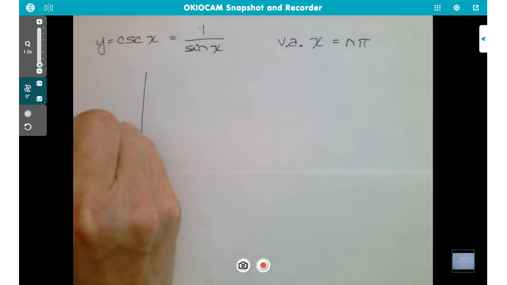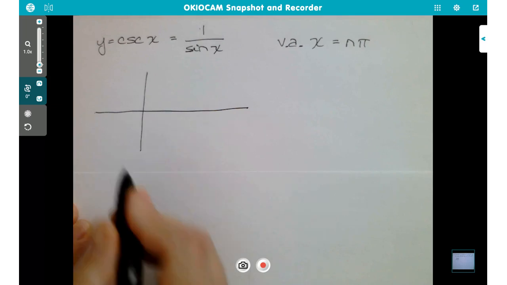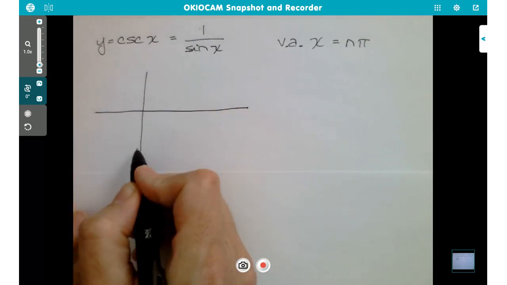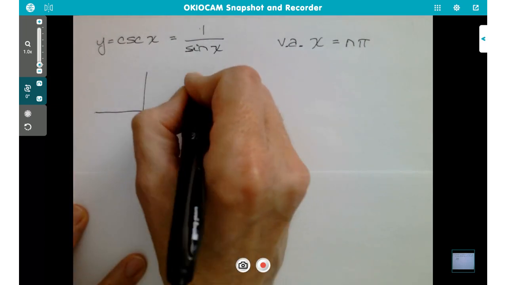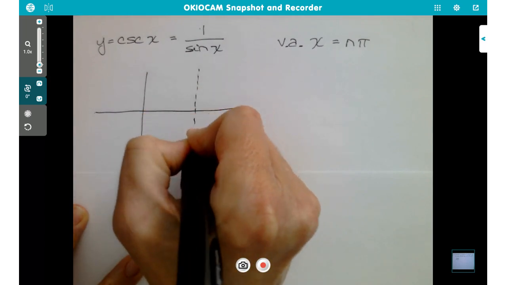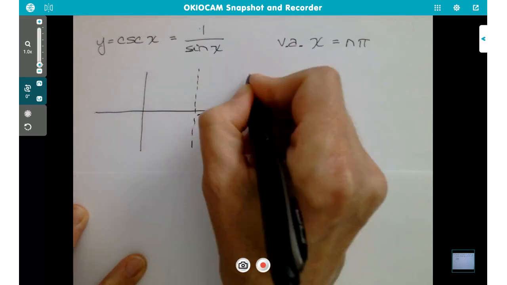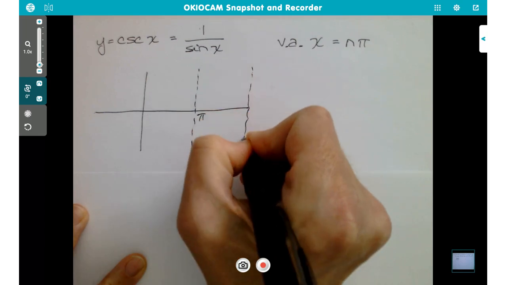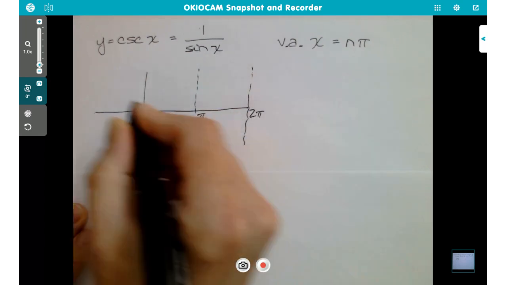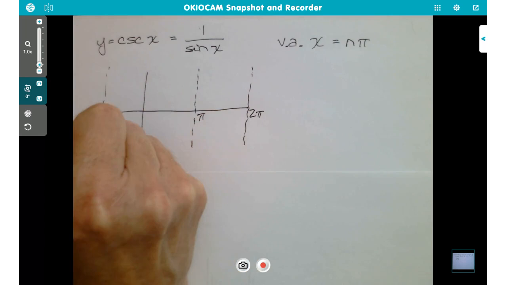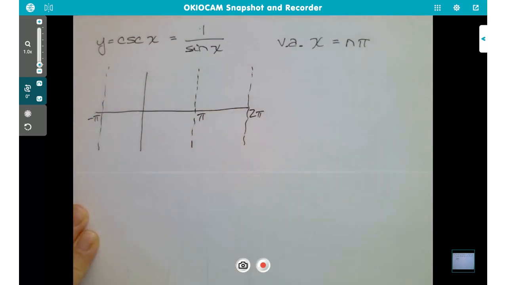Let's set up the graph here. X equals 0 is an asymptote. It's also an axis, so it's hard to make it be an asymptote too. There's pi. Here's 2 pi. Try and get those evenly spaced there. There's another one back here at negative pi, and so on forever in both directions. Every whole number multiple of pi, there's an asymptote.